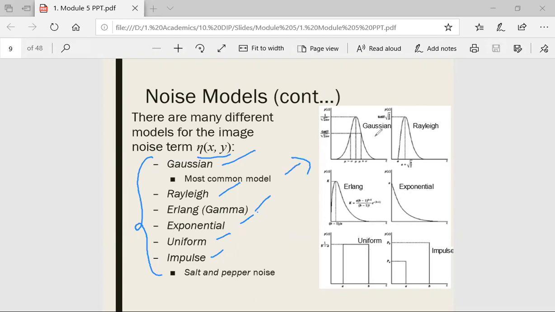Gaussian noise is the commonly used model because the noise is equally distributed between 0 and 1, that is, black and white. Rayleigh is also similar, but most of the pixels will be black, whereas Erlang and exponential consist of more black pixels. Uniform and impulse noise will be on the brighter part, that is, white pixels will be more in that part. We'll be seeing images and more examples in the coming slides.